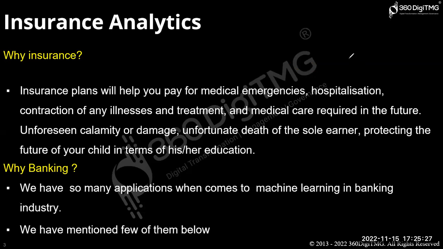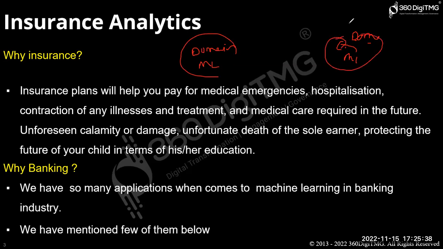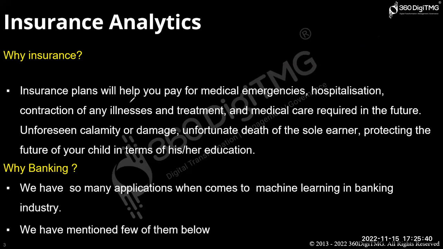If you are good at machine learning, you have to learn the domain. If you have domain knowledge, you have to learn machine learning. So it is either way. So what exactly is the insurance that we are discussing? Insurance plans will help you pay for medical emergencies and hospitalizations and contraction of any illness.